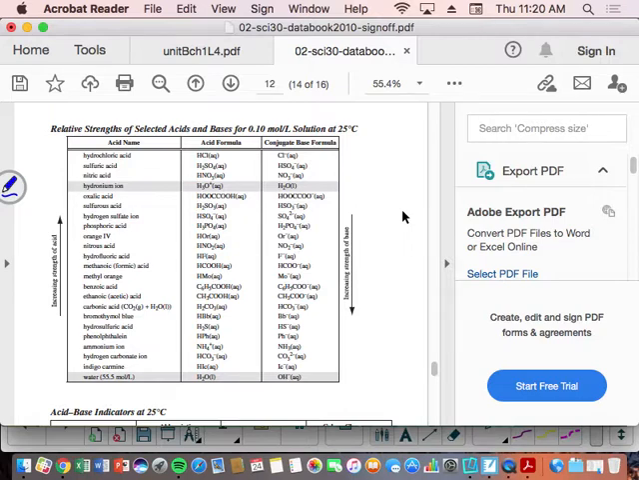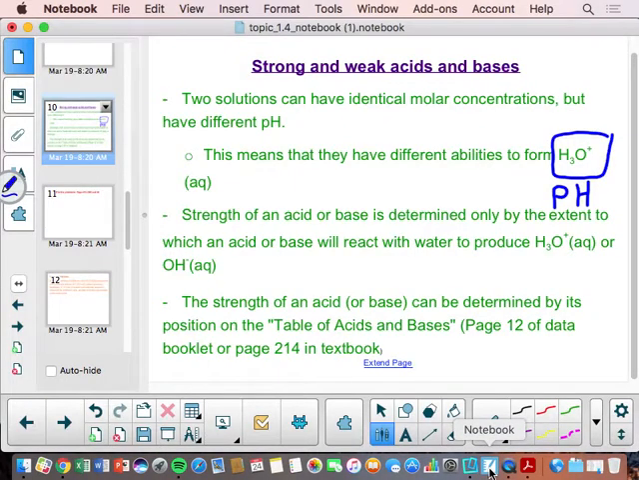Is water the strongest base? Hydroxide. See, the bases are in the second column. OH is the strongest base, at the very bottom. Okay, so that's that. I'm just going to continue on.